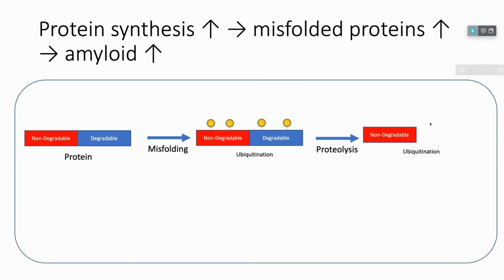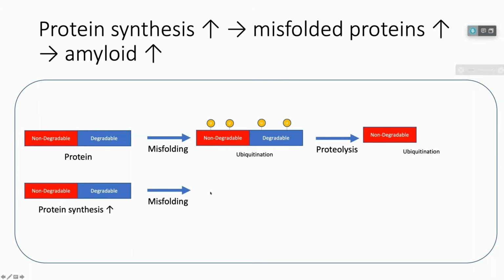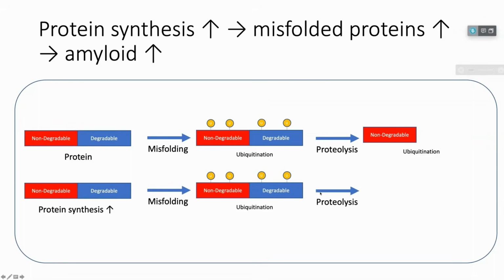Why? The way that I understand it is that this happens for those proteins, at least to some degree. But when you overproduce the protein, you just have a lot more of it, right? So if you have more protein synthesis, a certain fraction of them are going to misfold. They're going to undergo ubiquitination. Those are going to undergo proteolysis, and you're going to degrade the degradable parts, the proteolyzable parts.